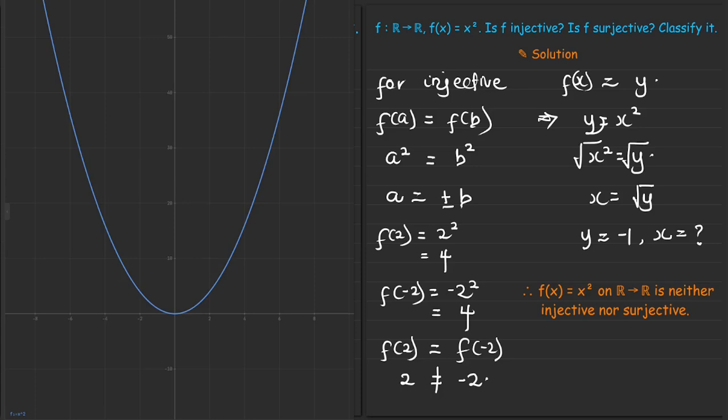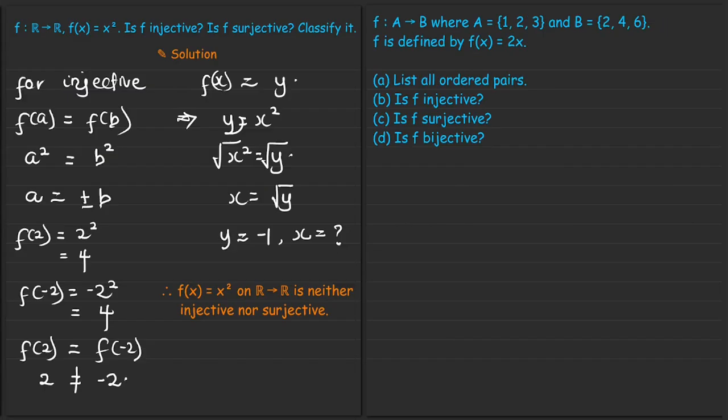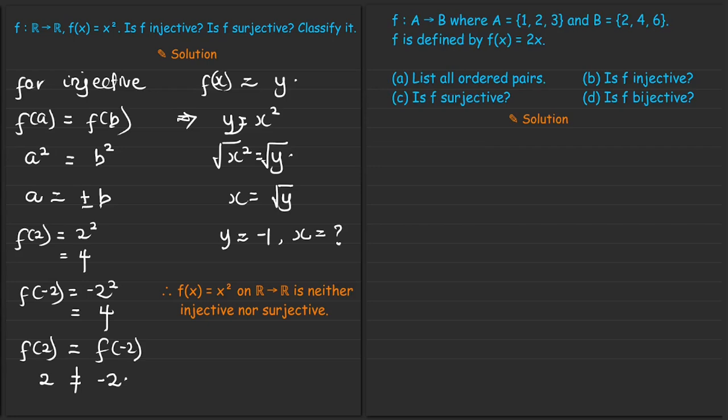Now let's consider our last question for this session. It is actually very, very simple. It says our function f is defined on A to B, where A is this set and B is also this set. F is defined by f of x equals 2x. We have to list all the ordered pairs. Secondly, is f injective? C says is f surjective, and D says is f bijective.